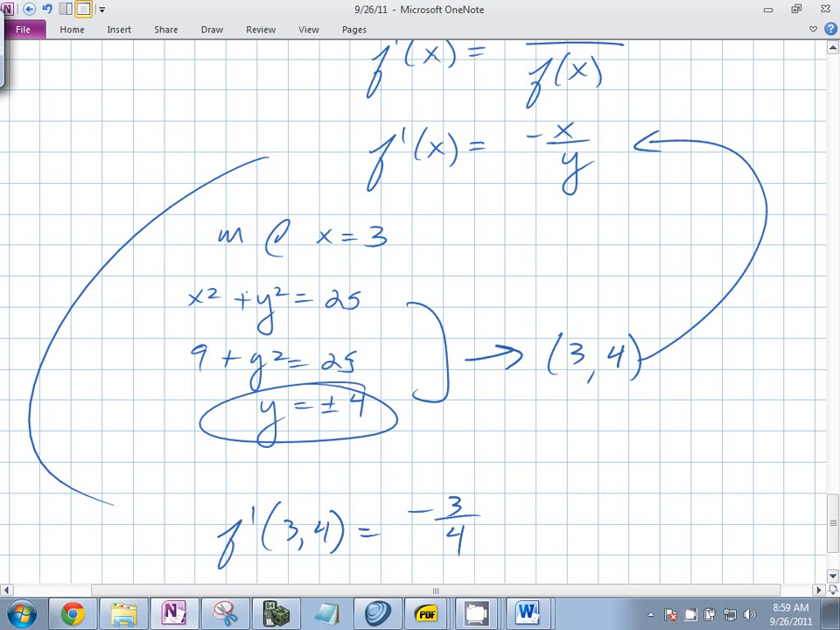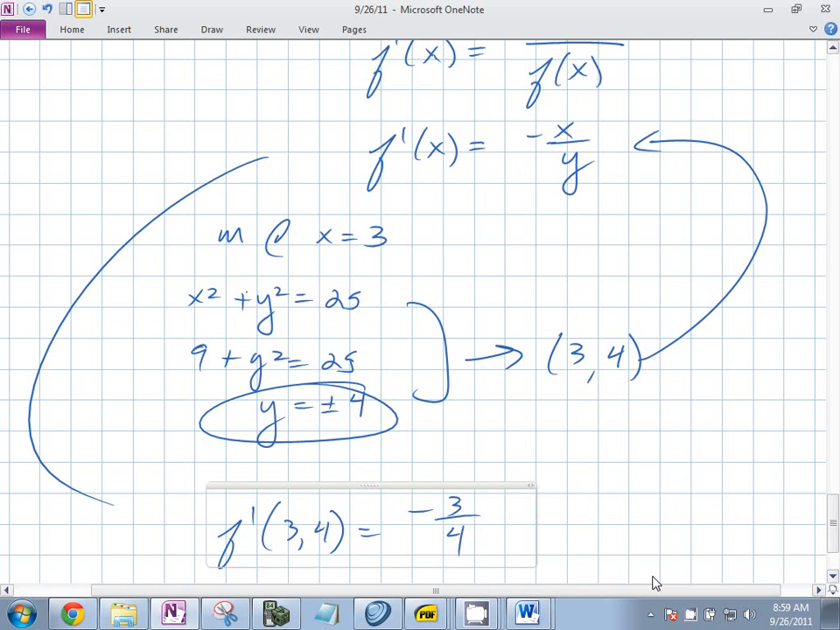We didn't have to isolate y. We did not isolate y. So this is called implicit differentiation. We are essentially differentiating without isolating the y. If we isolate y, we have the explicit form of the relation.